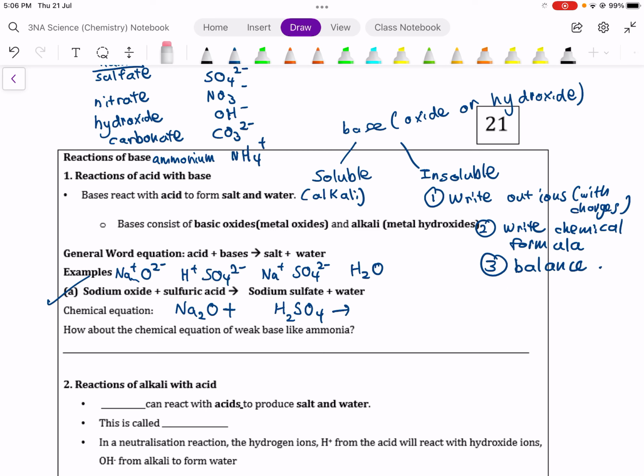Next thing, I have Na+ and SO4 2-, sodium sulfate. Same thing, do the crisscross method. The 2 comes here, the 1 comes here. So you have Na2SO4.